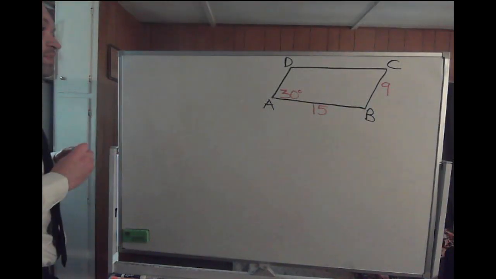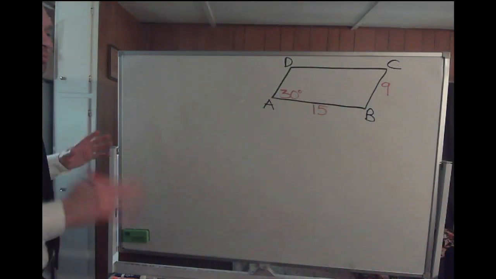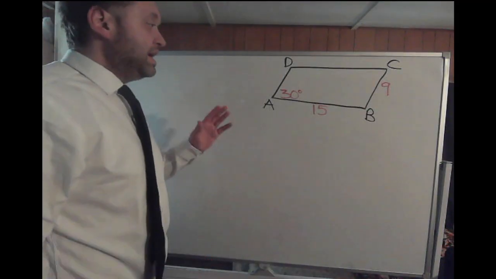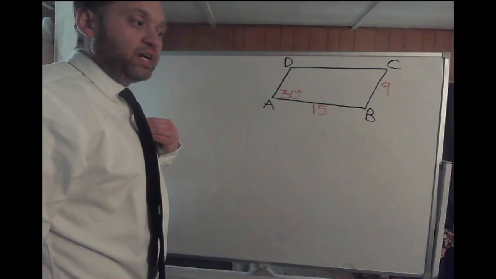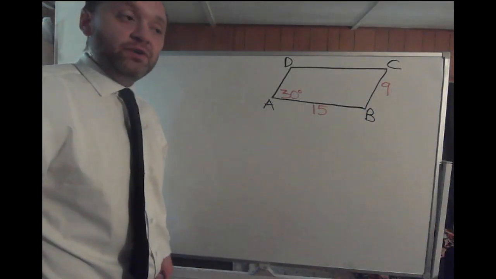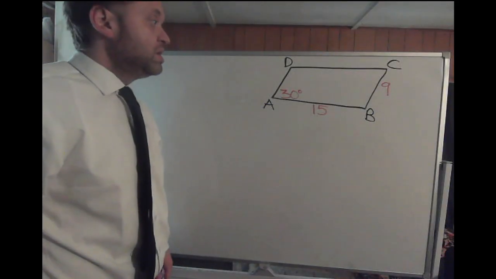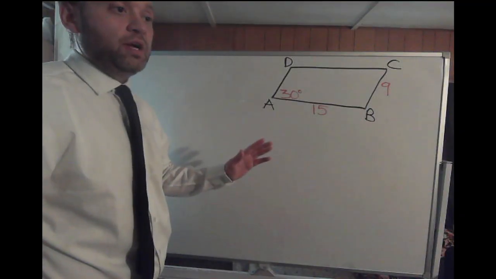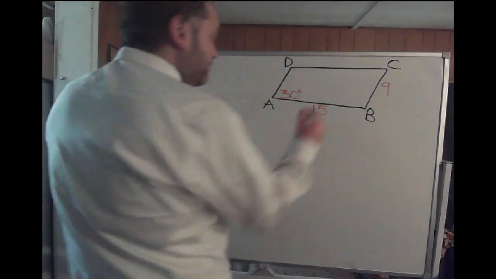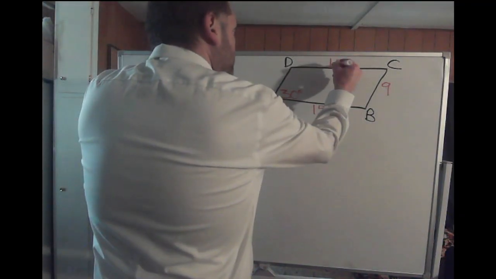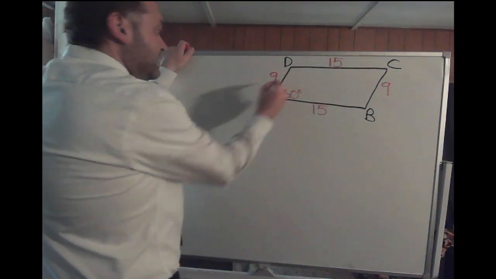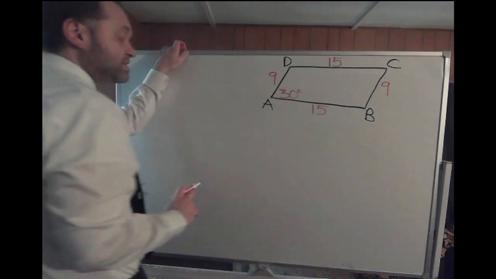Well, what might help you before we proceed any further, since we're going to be doing some ratio problems, would it not help to fill out some missing information? Let's start with the sides. What do we know about sides of a parallelogram? That opposite sides are congruent, right? So that means CD would also have a length of 15, and then AD would also have a length of 9. So we figured out the lengths.